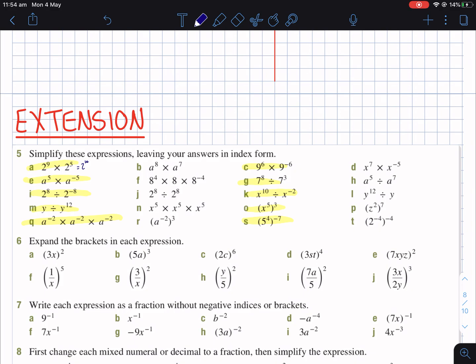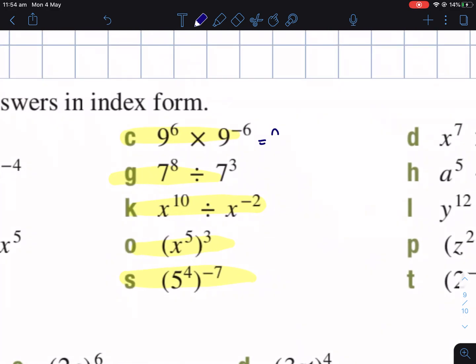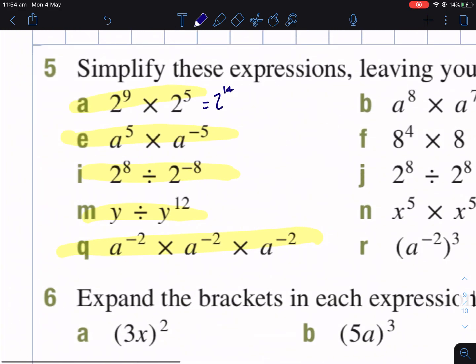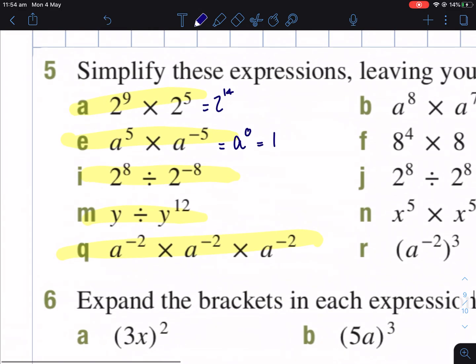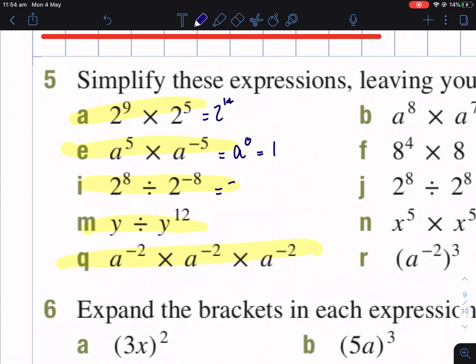Okay. 6 plus minus 6, 0. Anything to the 0, 1. 5 plus minus 5, 0. Anything to the 0, 1. 8 take 3, 5. 8 plus minus 8, 0. Anything to 0, 1.